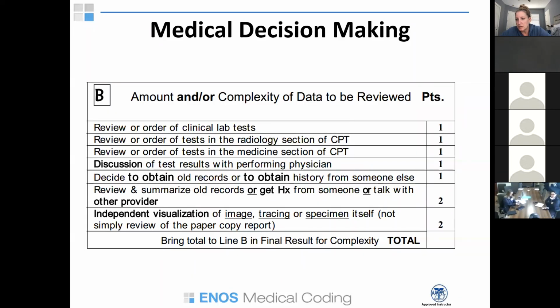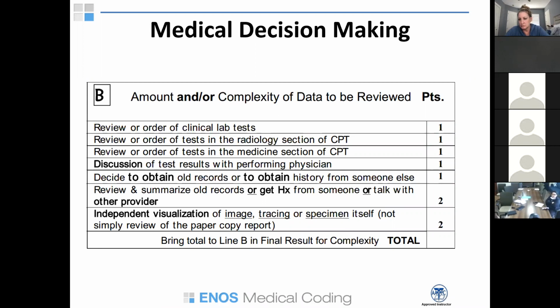Your data points for medical decision making are assigned by category: labs, radiology, and medicine tests such as EMGs, EKGs, pulmonary tests, allergy tests. All get 1 point per category, not per test. If you discuss the test results with the physician who performed the test, that is a point. And if you decide to obtain old records, that's also a point.